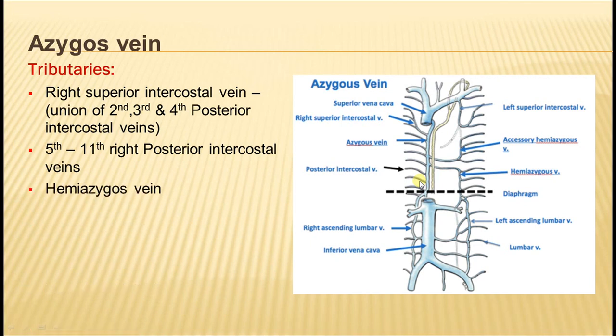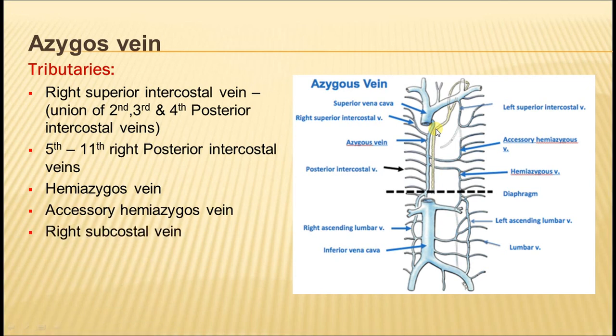Then it also receives the termination of the hemiazygos vein. You are able to see here, that is the hemiazygos vein. Definitely at the level of T8, the hemiazygos vein and also the accessory hemiazygos vein both terminate into the azygos vein at the level of the 8th thoracic vertebra. So these two form the transverse structures in the posterior mediastinum, and even the deviation of the thoracic duct at the level of T4 from the right side to the left side is also one of the transverse structures in the posterior mediastinum. So superior intercostal vein, 5th to 11th right posterior intercostal veins, hemiazygos vein, accessory hemiazygos vein.